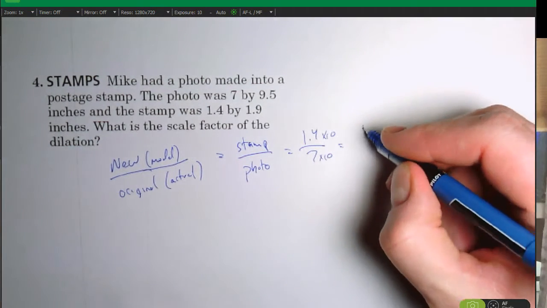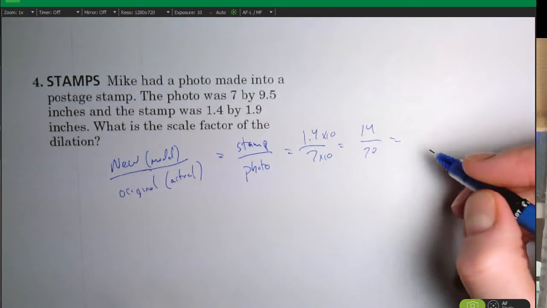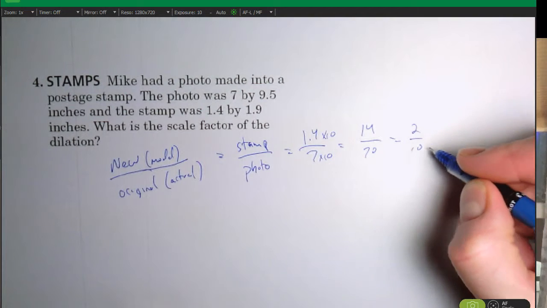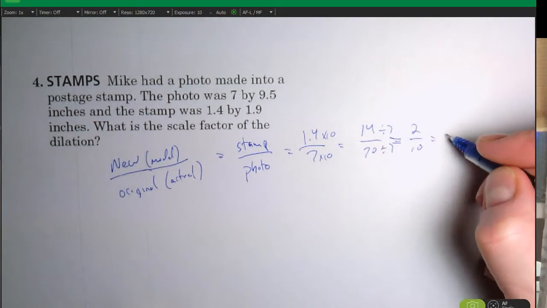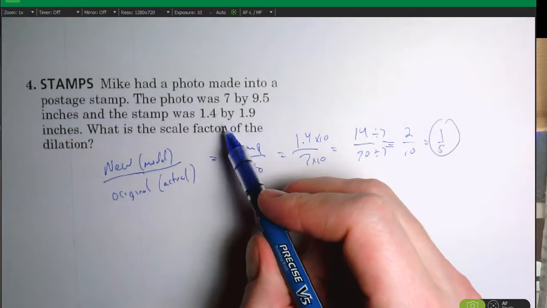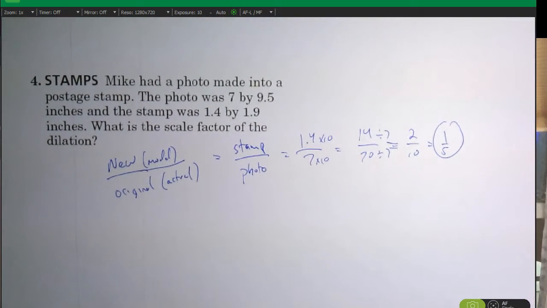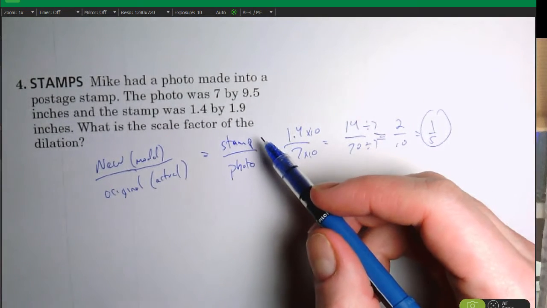And 1.4 times 10 is 14. 7 times 10 is 70. And then, oh, they're both divisible by 7. You get 2 over 10. And then 2 over 10, well, that reduces to 1 over 5. Okay. So what we're saying is the stamp is really 1/5 the size of the photo. And that was number 4 in the back of the worksheet, I think.